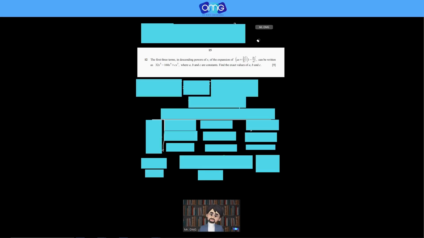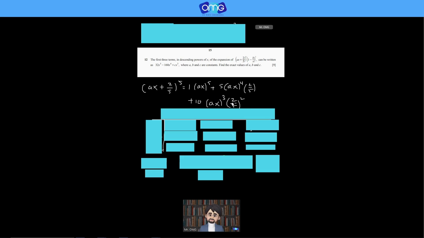The first three terms in descending powers of x of this binomial expansion can be written as 32x to the power 5 minus 160 and so on. Find the exact values of a, b, and c. So we need to find the expansion of this first, which is a to the power 5, x to the power 5, and 5 times the coefficient, this a x to the power 4 times 2 over 5, and the next one will be 10 a x to the power of 3 times (2 over 5) to the power of 2, while for the next one, 1 minus b x squared is this one.